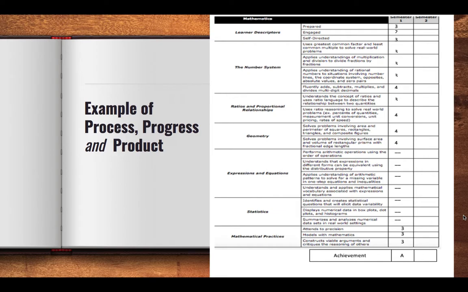Finally, you'll see an achievement grade. This student, because he or she is meeting and sometimes extending the standards, received an A in achievement for this class. This is able to share with parents what is upcoming for future units of study in math. And it's also able to tell the parents where their child is really extending standards and where they're mastering standards.